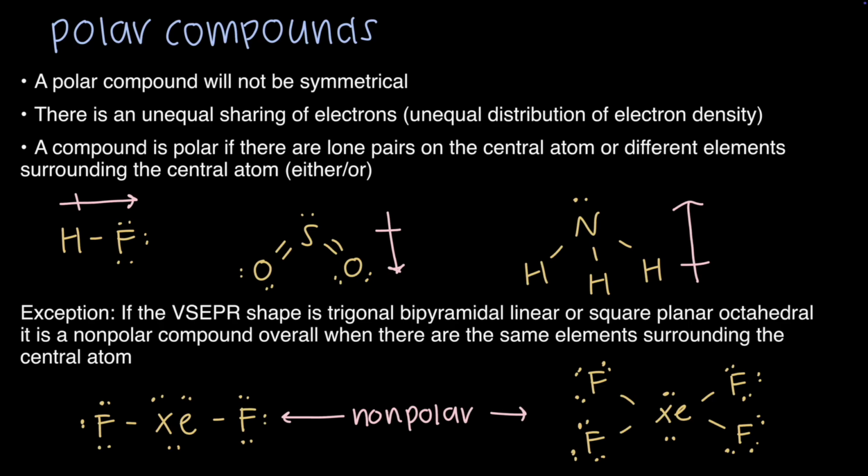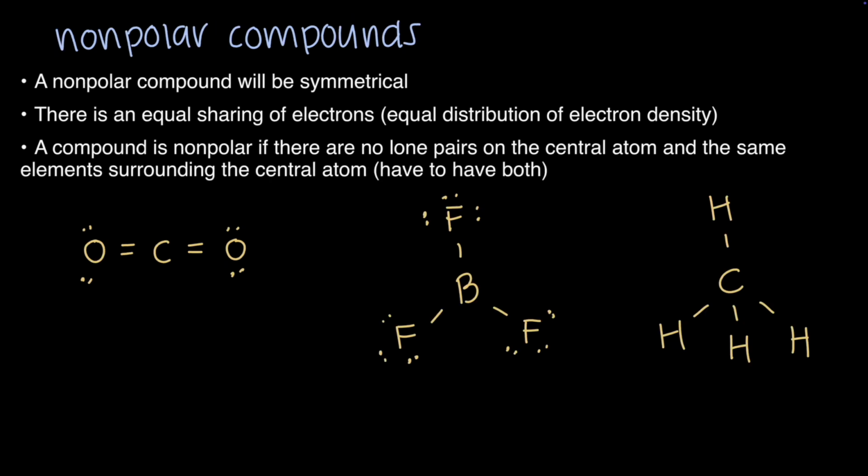An exception to this rule is if the VSEPR shape is trigonal bipyramidal linear or square planar octahedral. It is a nonpolar compound overall when there are the same elements surrounding the central atom. A nonpolar compound will be symmetrical, and this means that there is an equal distribution of electrons. A compound is nonpolar if there are no lone pairs on the central atom and the same elements surrounding the central atom, and you have to have both.